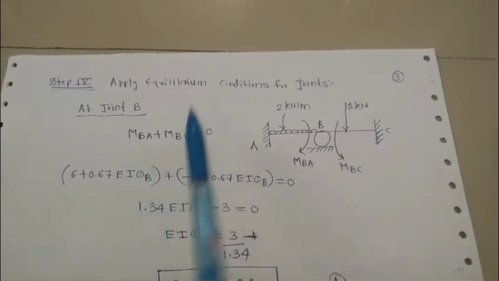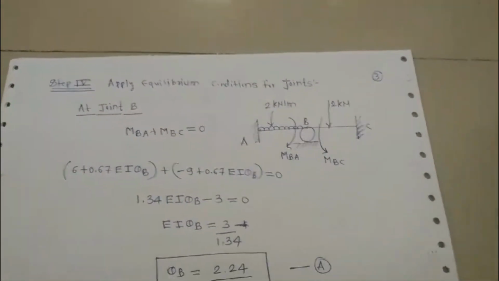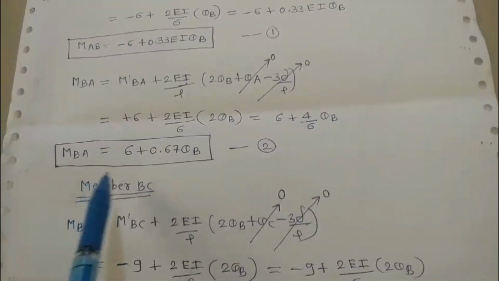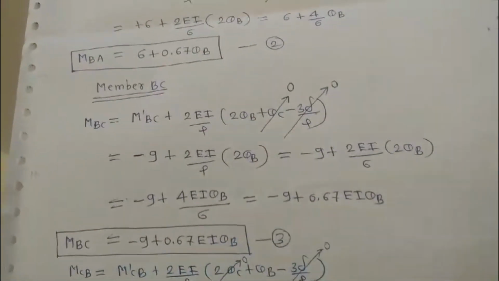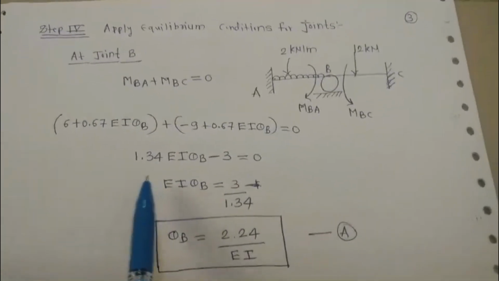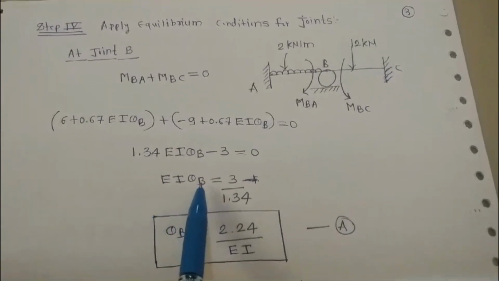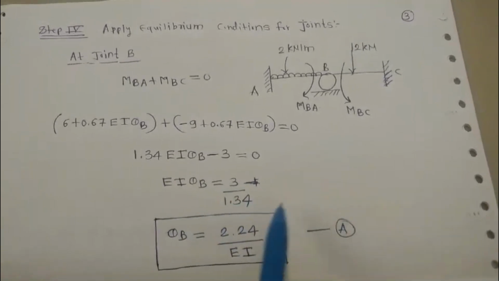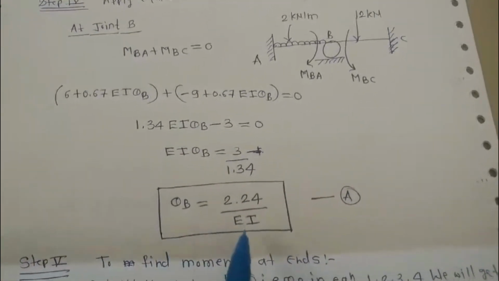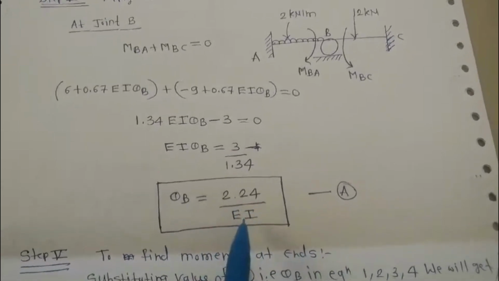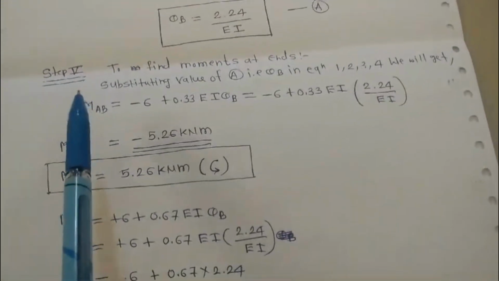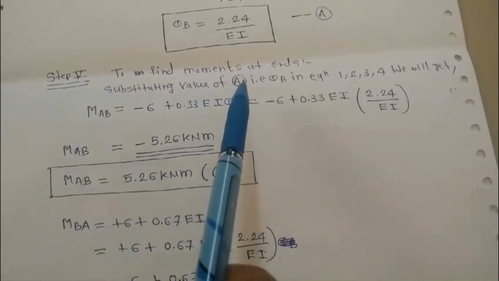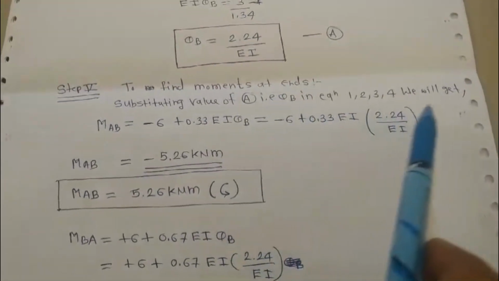Putting the values of MBA and MBC, which we have already calculated: MBA is 6 plus 0.67 EI theta B, and MBC is minus 9 plus 0.67 EI theta B. Putting these values, you will get EI theta B is equal to 3 upon 1.34. So you will get the value of theta B in terms of EI, that is theta B is equal to 2.24 divided by EI. Now putting this value of theta B in all the slope deflection equations, that is equations 1, 2, 3, 4.